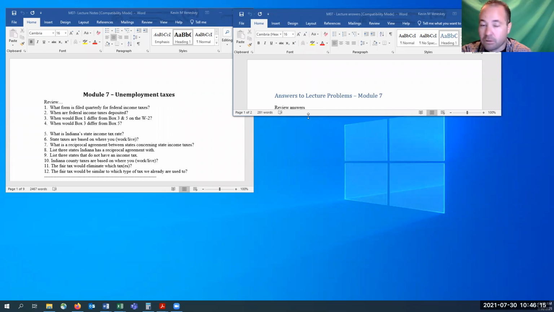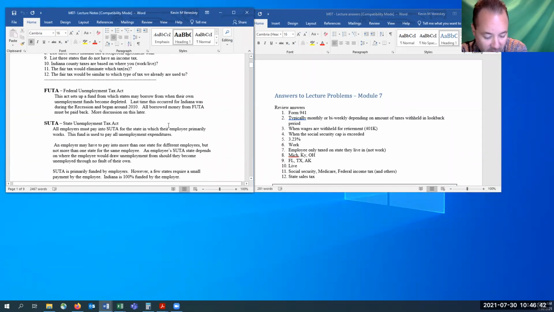The fair tax would eliminate which taxes? Well, basically all the taxes that involve payroll, so that includes federal withholdings, FICA taxes, and even goes beyond that to the gift and estate taxes, corporate taxes, lots of things. The fair tax would be similar to what type of tax that we're already used to, and that would be your sales tax, state sales tax.